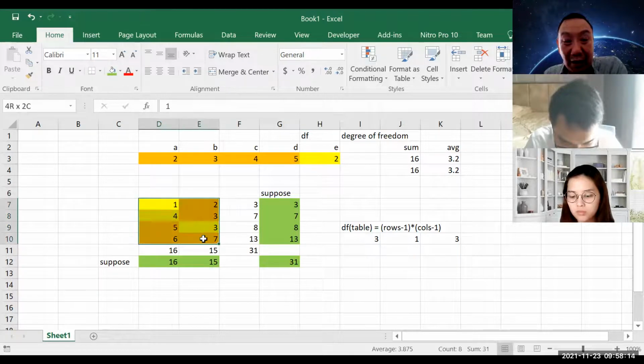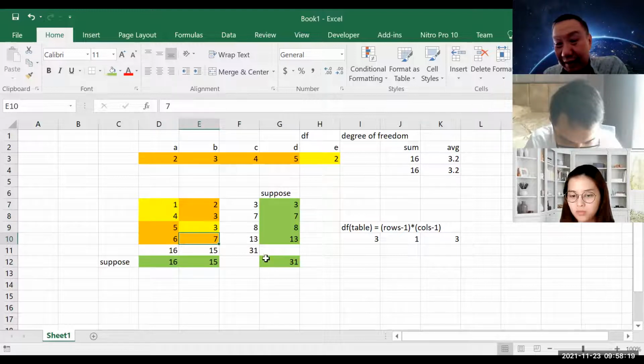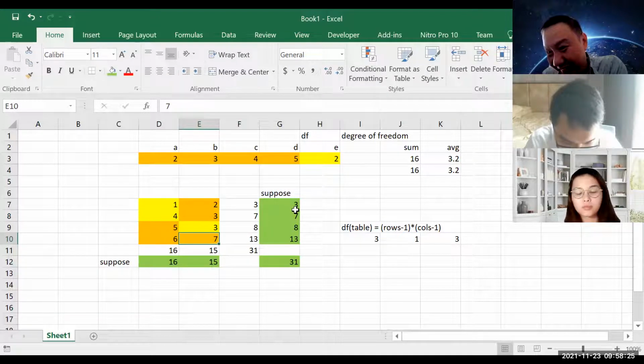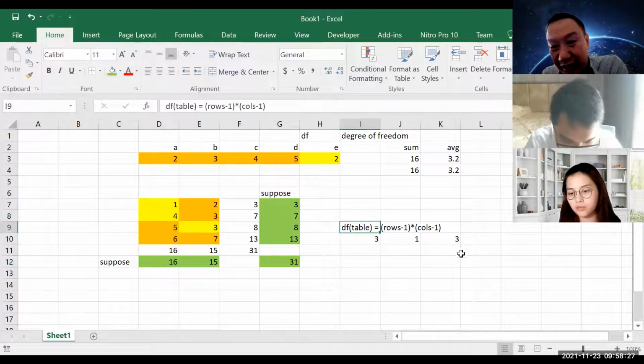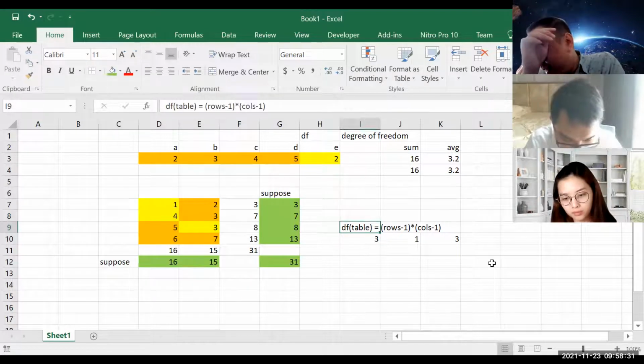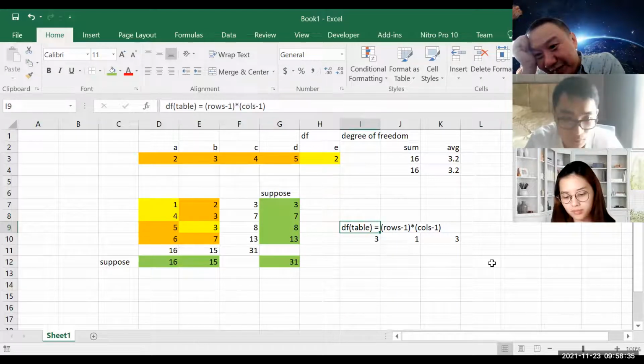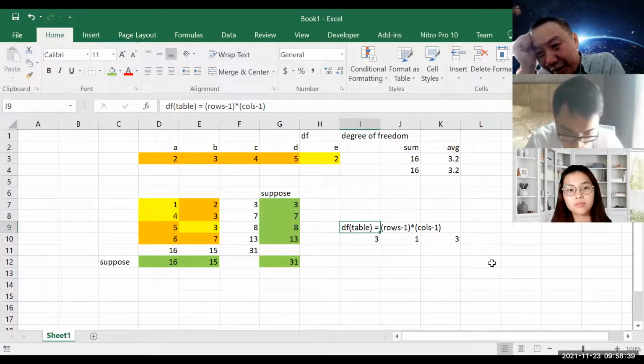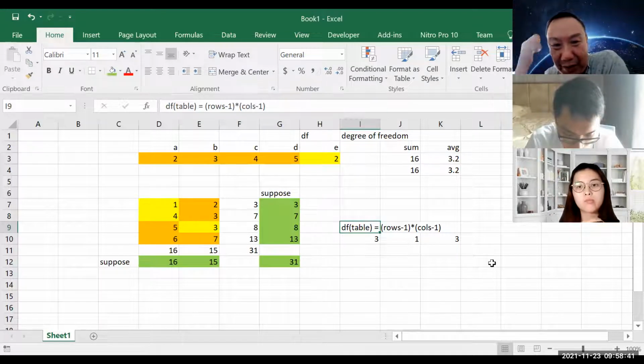How many missing values can I put in so that I can recover? Okay, this is called degree of freedom. Is it clear or not? The concept of degree of freedom first. Clear? Livy, is it clear or not clear? Okay, tell me what is degree of freedom in here.